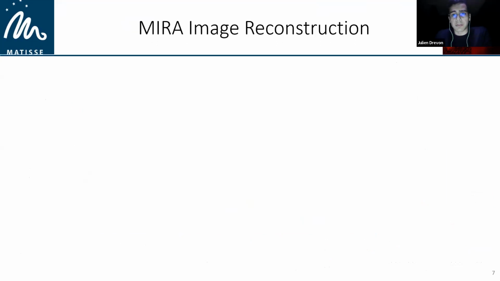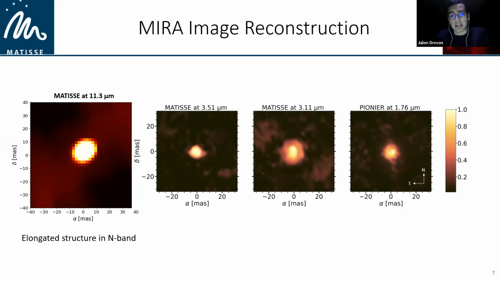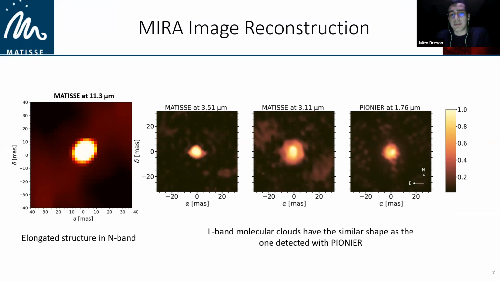Second step, the MIRA image reconstruction: what kind of environment are we dealing with. So we have two different sets, N-band and L-band image reconstruction. In N-band, we can see an orthodontic structure, which is quite interesting to spot. And in L-band, we can also see molecular clouds, which have a similar shape to the one that Marcus detected with Pioneer, for example, in his work.